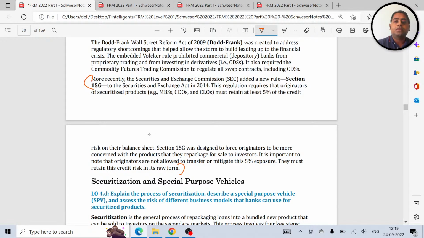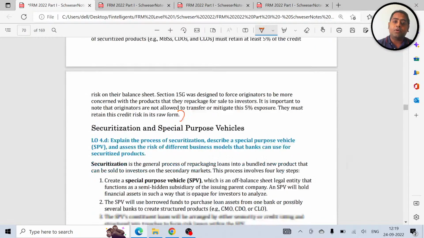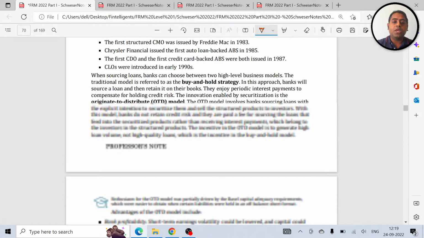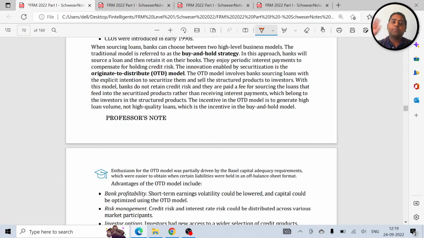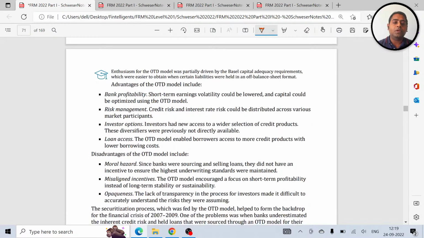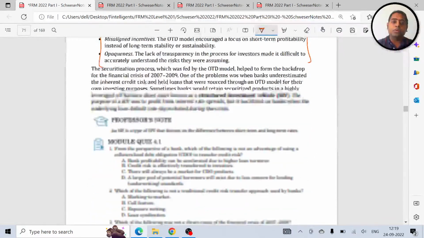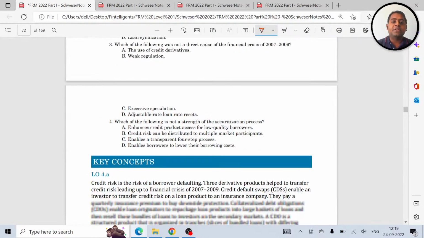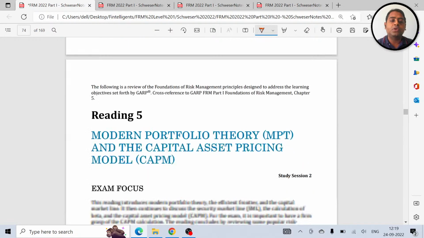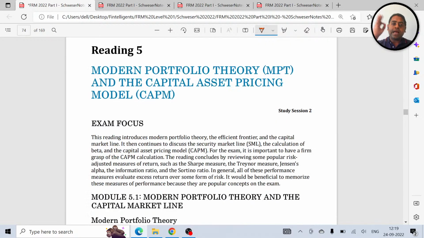This part, the section 15G, please make sure that you are aware of it from the exam perspective. Securitization and SPV, more or less, if you know the basic concepts of mortgage-backed security, the same thing is repeated again. Please make sure that you're good with the disadvantages of the OTD model, the originate to distribute model. Rest everything is good.